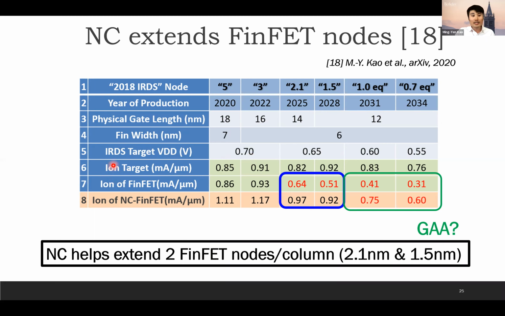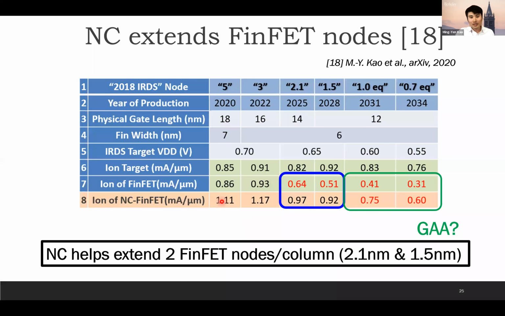And the sixth row is the target. Under all of the above, the 7th and 8th rows: the 7th row corresponds to the baseline device, and the 8th row corresponds to the NCFET. These two devices have to hit this ion target to say that, oh, we achieve this row, we achieve this node. If we look at the 7th row, the 0.93 at the 3 nanometer node for the baseline device can still hit the 3 nanometer node, but for the following two nodes, it fails to hit the targets.